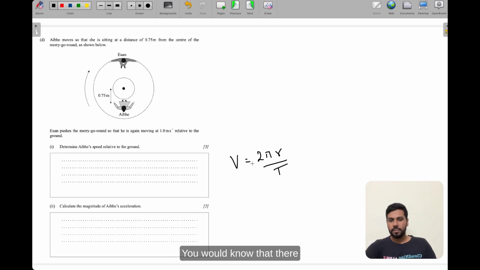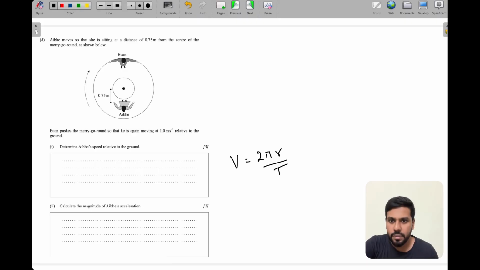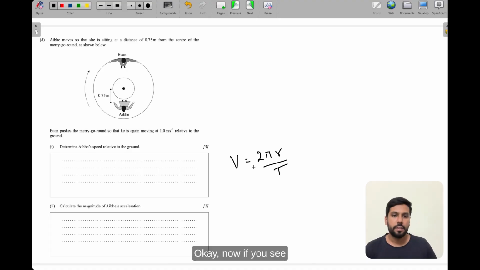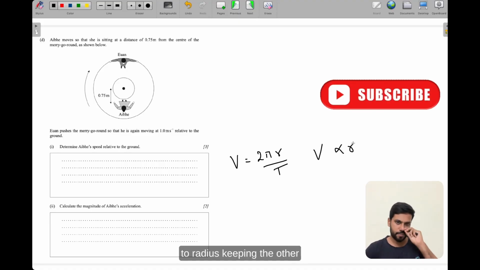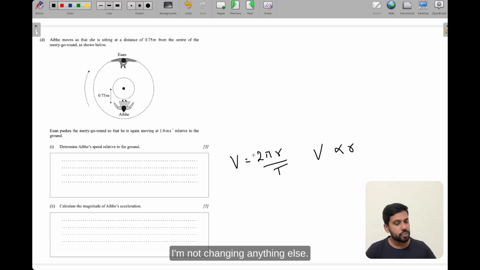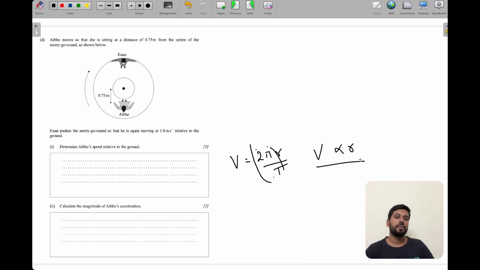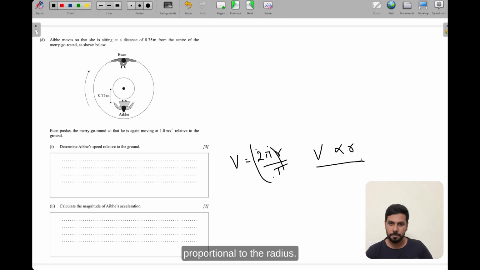Now what are the changes that are going to happen here? My R value has changed, right? If you see the formula, your velocity is actually proportional to radius, keeping the other things constant. Students, look here, I'm not changing anything else. I'm not changing 2, I'm not changing pi, I'm not changing t. So you would observe that velocity is directly proportional to the radius.